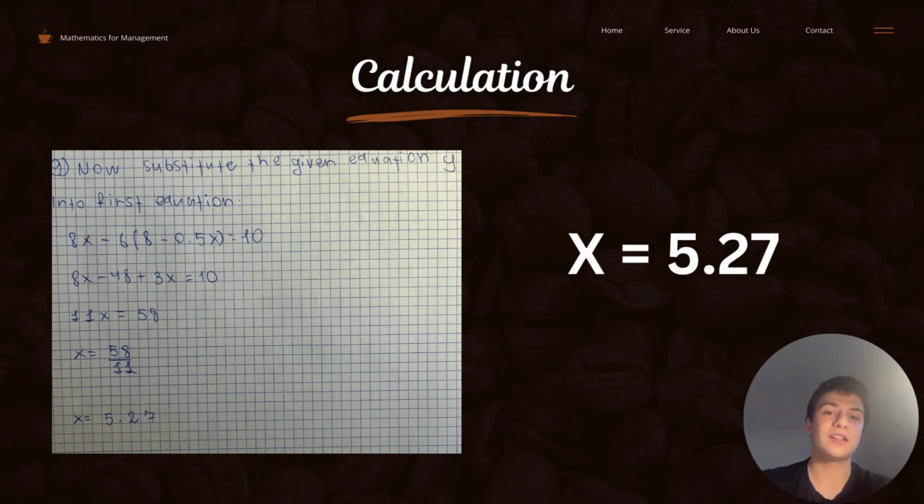Now we have to move x's to the left side and whole numbers to the right side. This is going to give us 11x equals 58. And to find x, we just have to divide both sides by 11, which is going to give us x equals 58 divided by 11. And our final answer for x is 5.27.